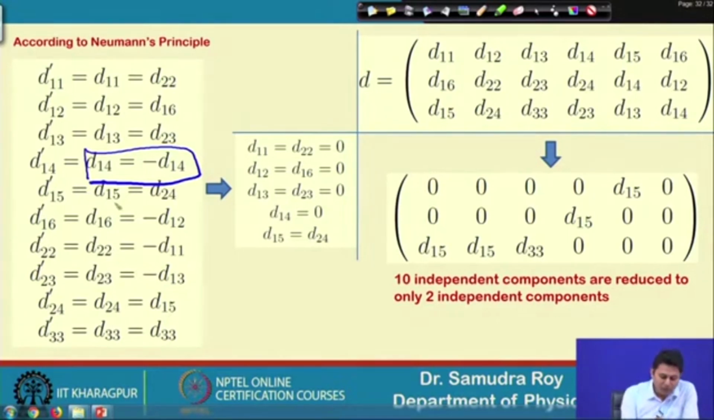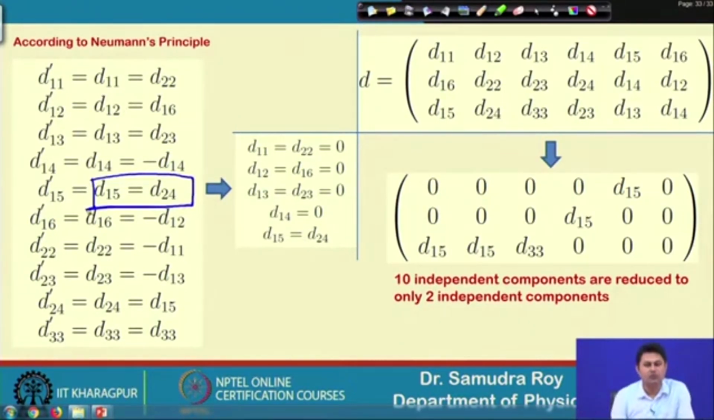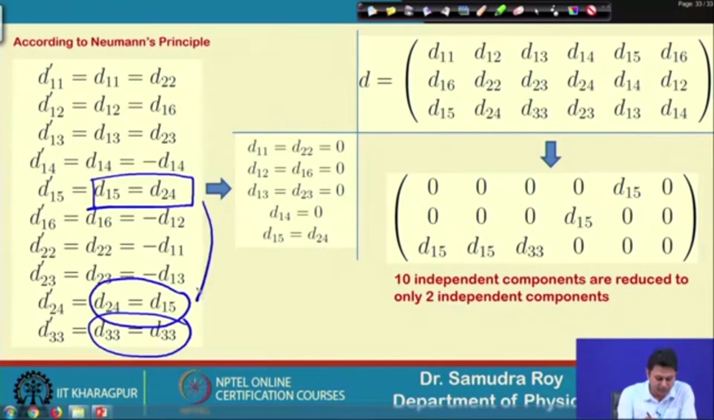Anything else? We have one equation, D15 is equal to D24, but we do not have any other equation. So that means D15 and D24 for this symmetry operation are the same. Apart from that, there are other equations which are consistent, that D33 is D33, that is fine, no problem in that. So we have almost all the equations in our hand. Here also we have D24 and D15. These two equations suggest we can't find any explicit value of D15. We just have a relationship, and this relationship suggests that D15 and D24 are the same.